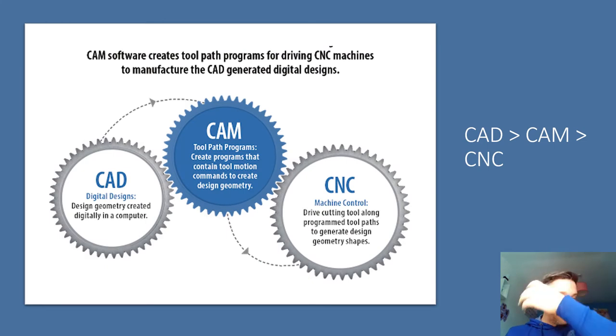So just to run through this CAD-CAM-CNC process again. The CAM software creates the toolpath programs for driving CNC machines to manufacture the CAD-generated digital design. So we start with a digital design where we create the geometry that we need. That information is then passed forward into the CAM software where the toolpath is programmed, and then that information is sent through to the CNC, which will tell the machine how it should behave in order to create the features and the geometry from the original CAD model.